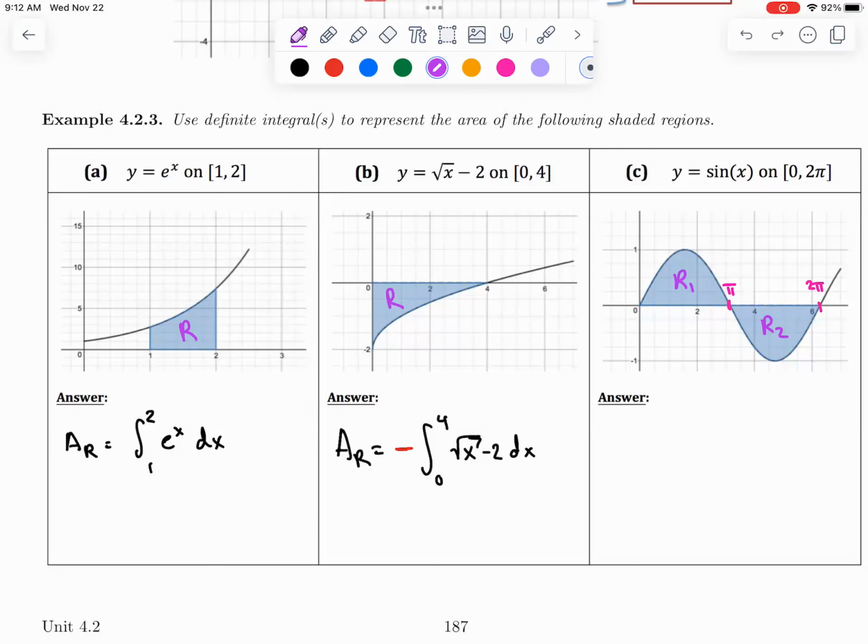But we're talking about the actual area of this shaded region, so we need to tack on a negative sign for that secondary piece. So the area of the total is equal to the area of region 1 plus the area of region 2. Area of region 1 will be the integral from 0 to pi of sine of x dx. And the second one will be negative, or you could just subtract it. However you want to do it is fine with me. But it's going to be minus the integral from pi to 2 pi of sine of x dx.